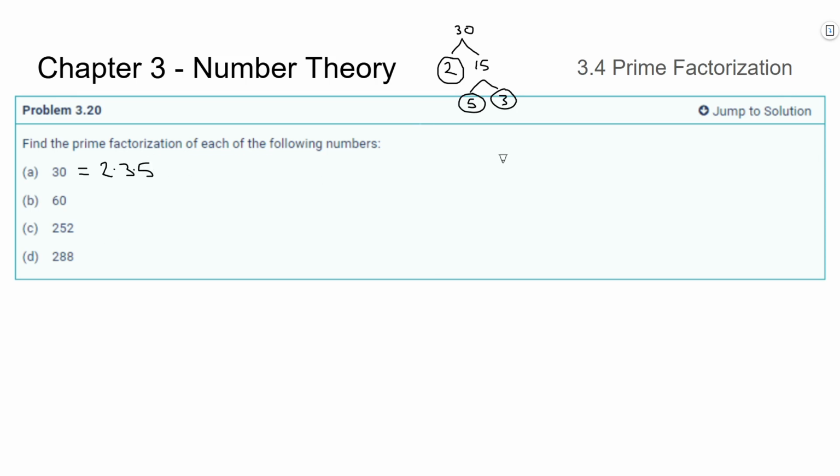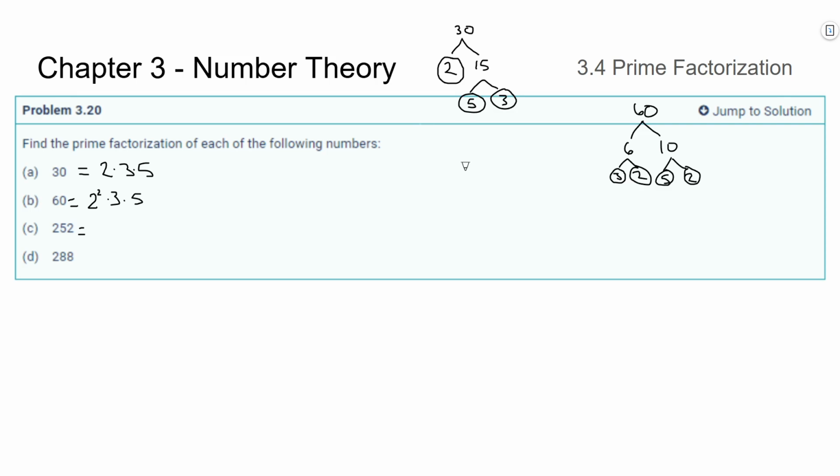No problem. All right, now how about 60? Okay, 60 would be 6 and 10. 6 would be 3 times 2, and we have 2 primes right there. 10 is 5 times 2, and we have 2 primes right there. And looks like we're done. So 60, how many 2's do we have? We have 2 squared times, we have a 3 and a 5. 3 times 5.